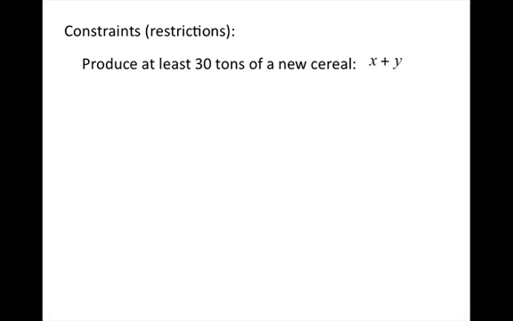Now let's look at our restrictions. The first restriction we're told is we want to produce at least 30 tons of a new cereal. So you take the amount of bran and add that to the amount of oats, x plus y. It needs to be at least 30 tons, so it could be more. So I want this to be greater than or equal to 30.